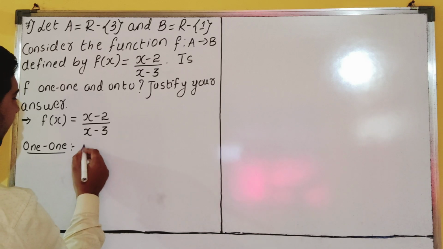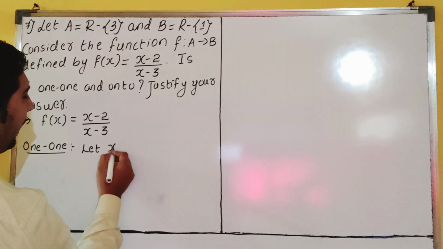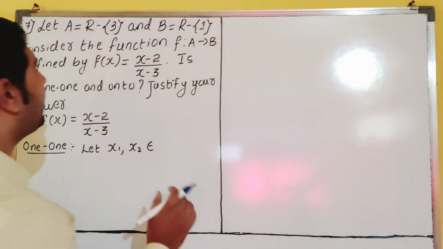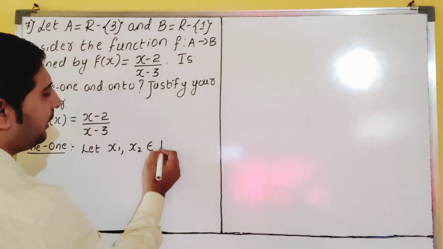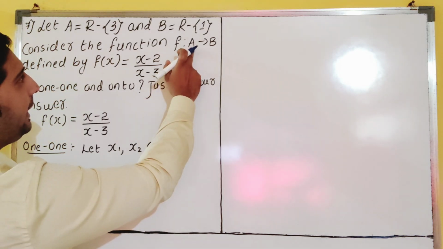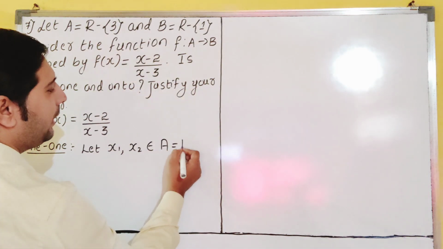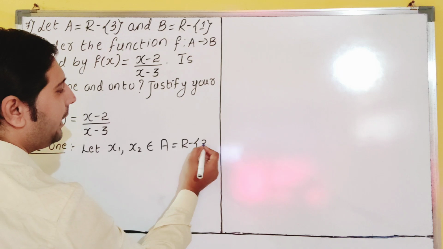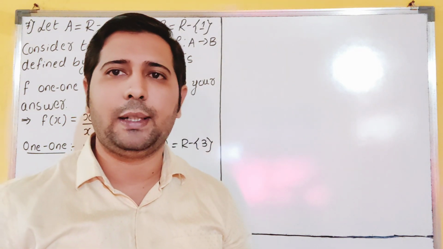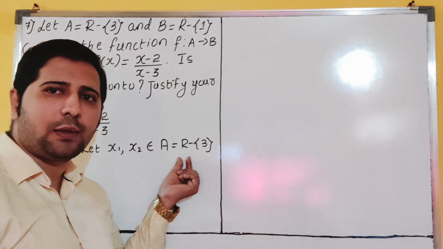How to write in the exam? Let x1 comma x2 belong to the domain. The domain is A, and A is nothing but R minus 3, dear students. You may ask, sir, why have you written R minus 3? R is the set of real numbers, dear students.